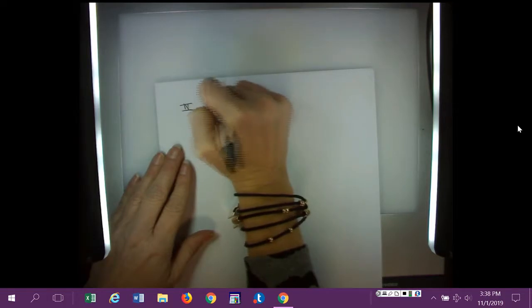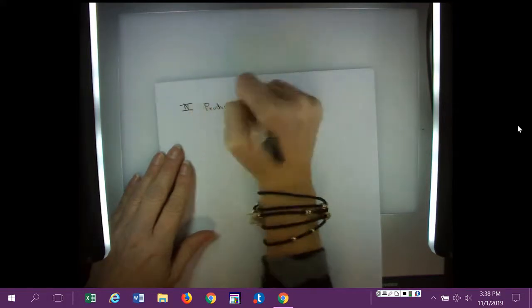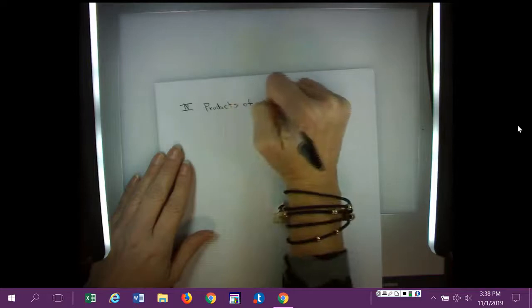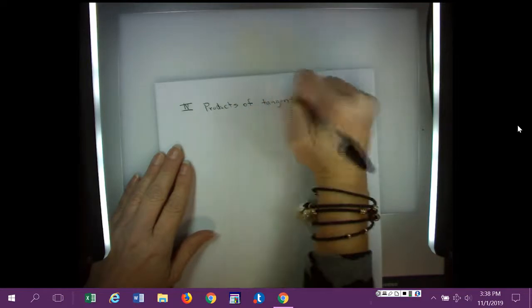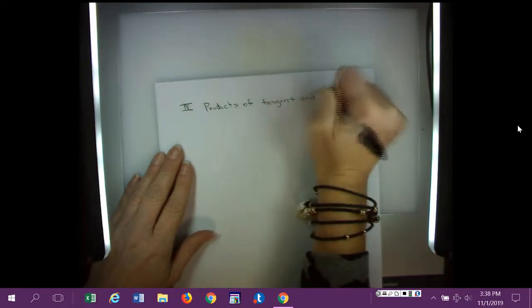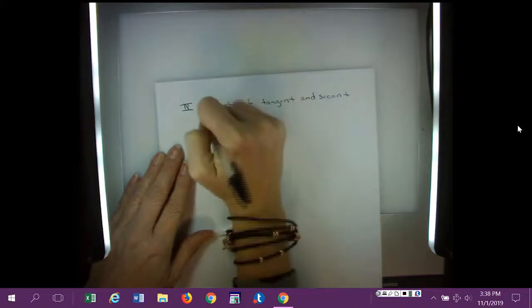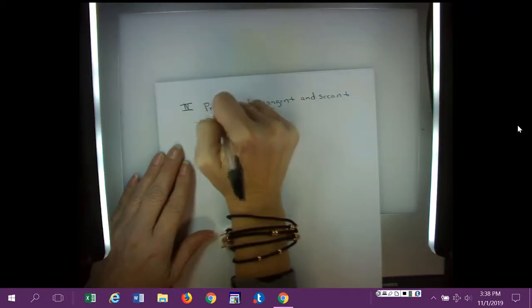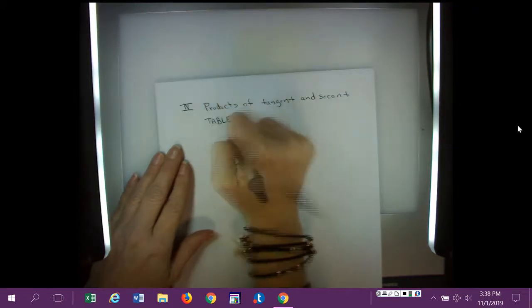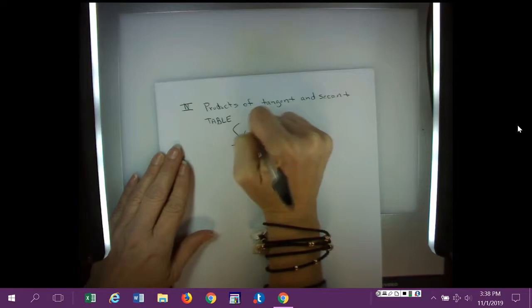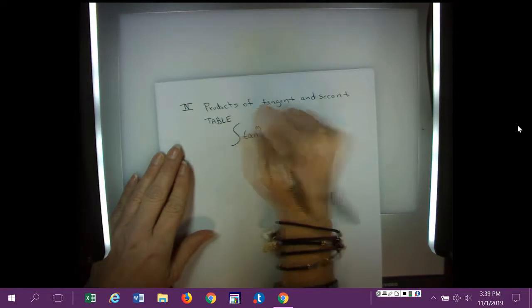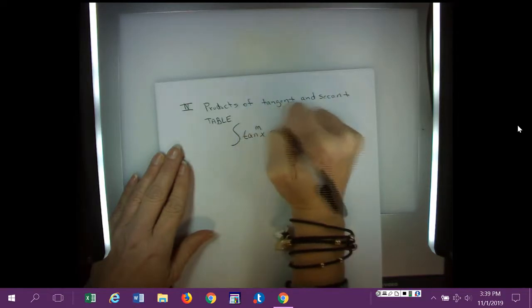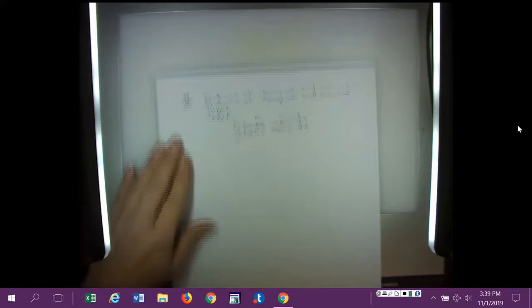Products, I was going to say powers, of tangent and secant. And this is going to involve a table. The general form is tangent of x to the power of m times secant of x to the power of n. And you'll wish to put that in standard form.